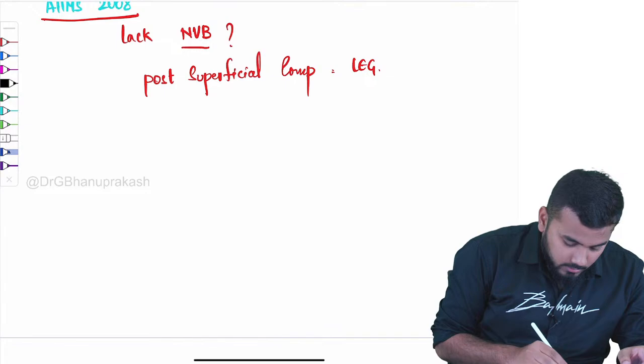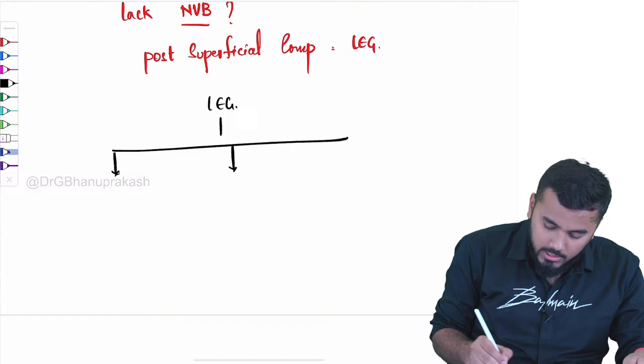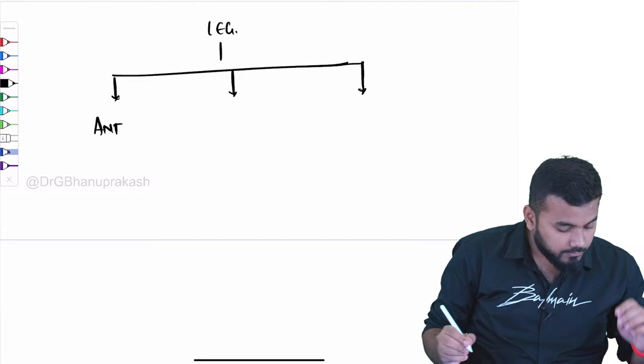So I was telling you, after the discussion of the leg, I'll give you a break. The leg has three compartments. One is called the anterior compartment.